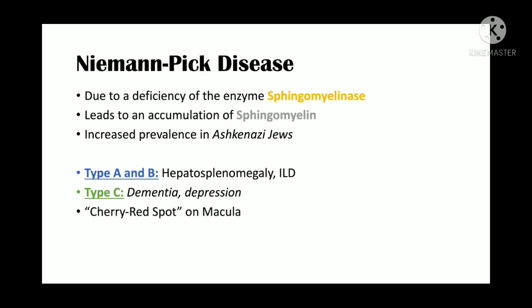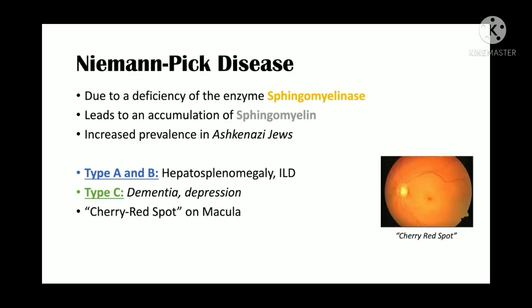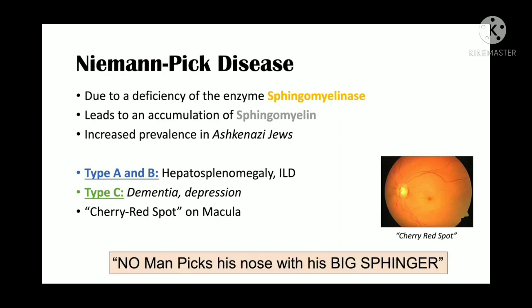It is also associated with a cherry red spot on the macula. So when you do ultramicroscopic examination, you can see a cherry red spot. And the way you're gonna remember Niemann-Pick disease is by the phrase, "No man picks his nose with his big finger." So how is that gonna help you remember what you need from the slide? Niemann-Pick, his nose, big for hepatosplenomegaly, sphingomyelinase. So I hope that helped you remember.